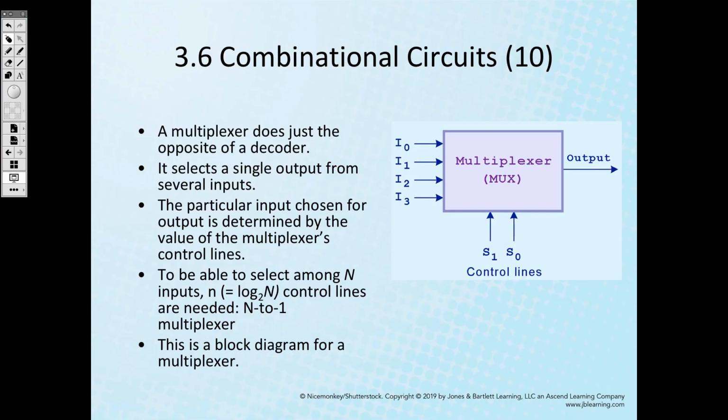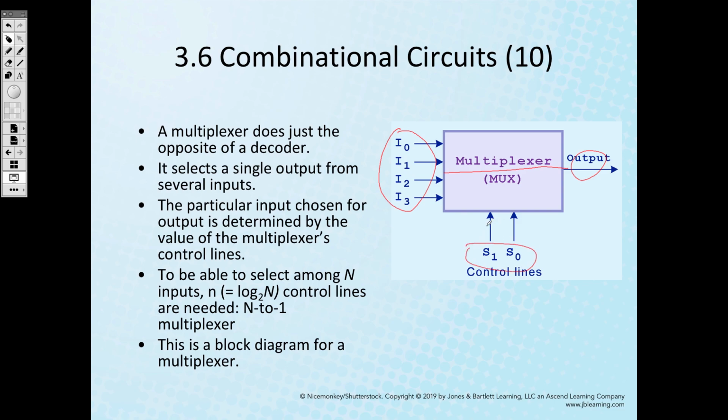Another example of a combinational circuit is a multiplexer. A multiplexer is the opposite of a decoder and similar to an encoder, but a little bit different. Decoder, encoder, multiplexer, and another one, demultiplexer, are a little bit confusing terms. Here, in a multiplexer, one of the inputs is connected to one single output depending on control lines.